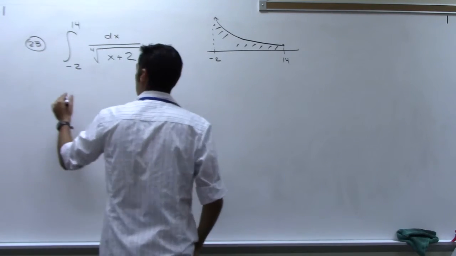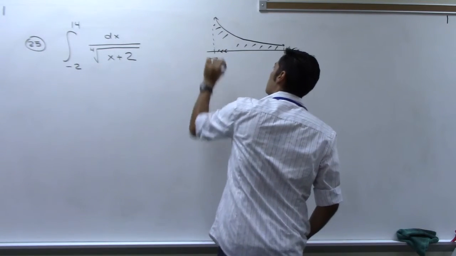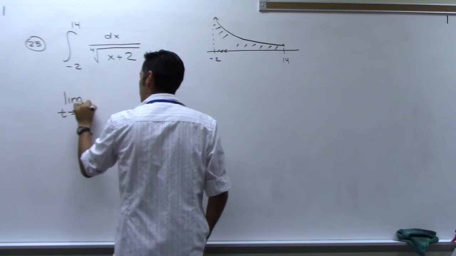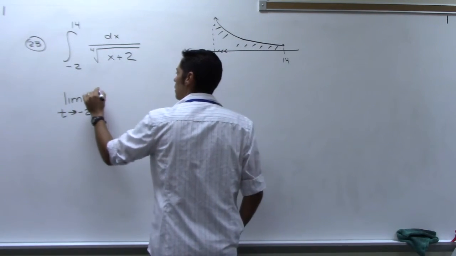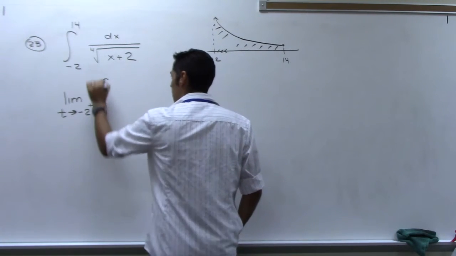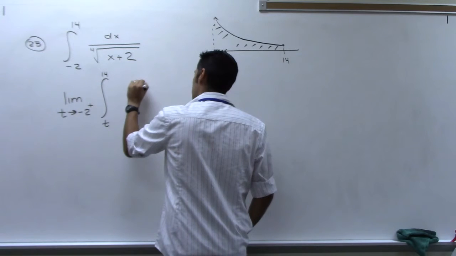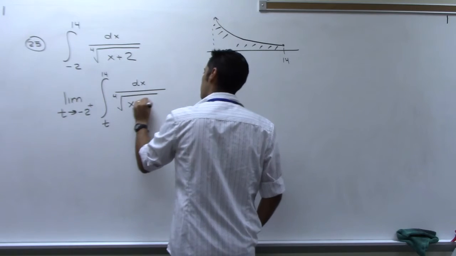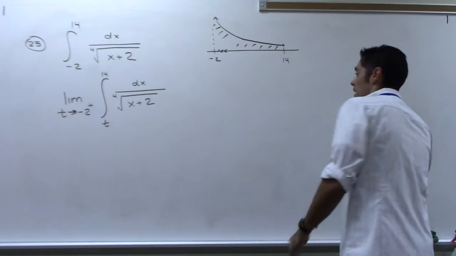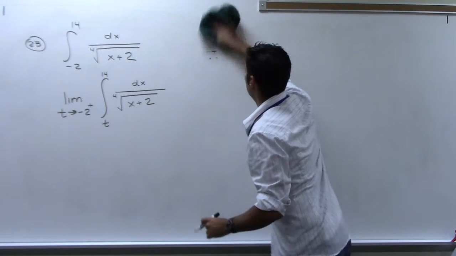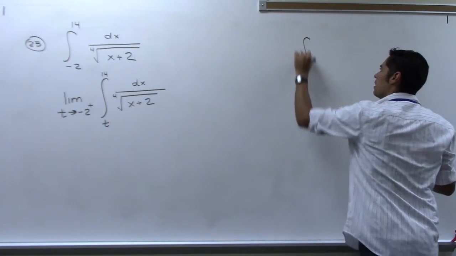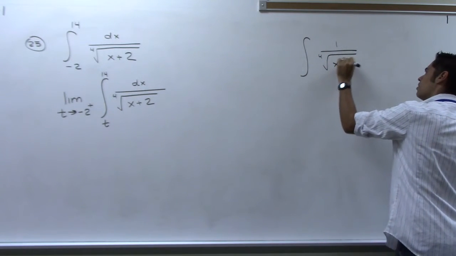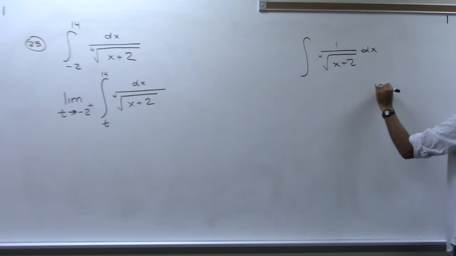This is going to be approaching -2 from the right. So I'm going to have the limit as t approaches -2 from the right of the integral from t to 14 of dx over the fourth root of x plus 2. So I'm going to have to figure out what that antiderivative is, so I'll work on that over here. I need the antiderivative of 1 over the fourth root of x plus 2 dx. Basic u-sub here.